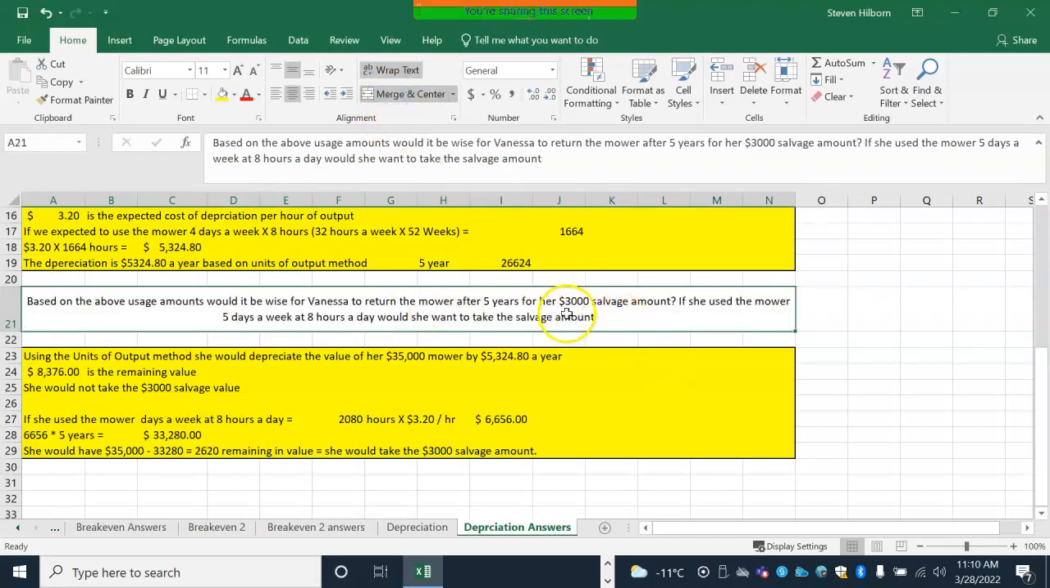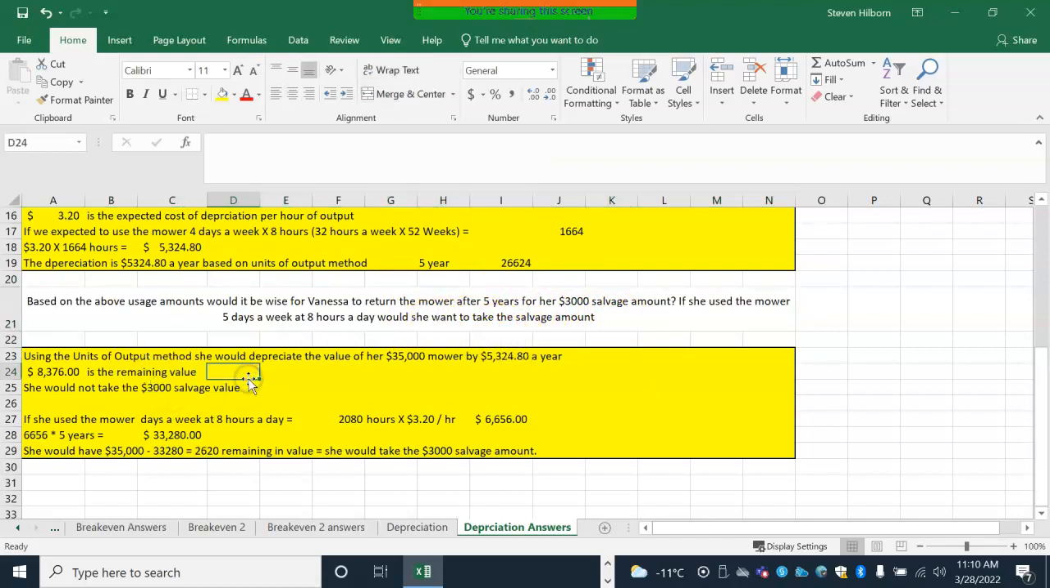Okay. So basically we're saying as it is, it's pretty safe to say that using the units of output method, she would depreciate the value of her thing by $5,324 a year. $8,376 is the remaining value of her mower, technically. She would not take the $3,000 salvage value. It wouldn't make any sense for her.